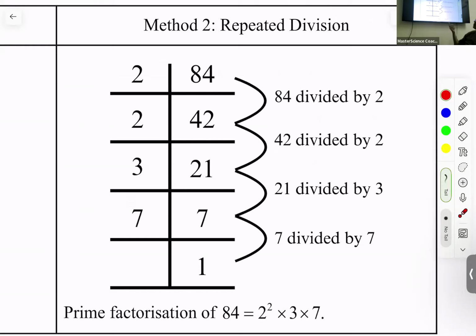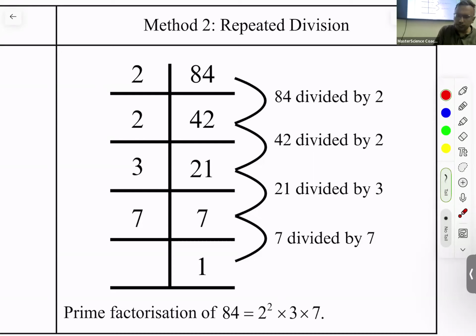So what is the smallest prime number here? 2. But let's say I have a number like 27. If I have a number like 27, can I divide it by 2? Cannot, right? So I must divide it by 3.